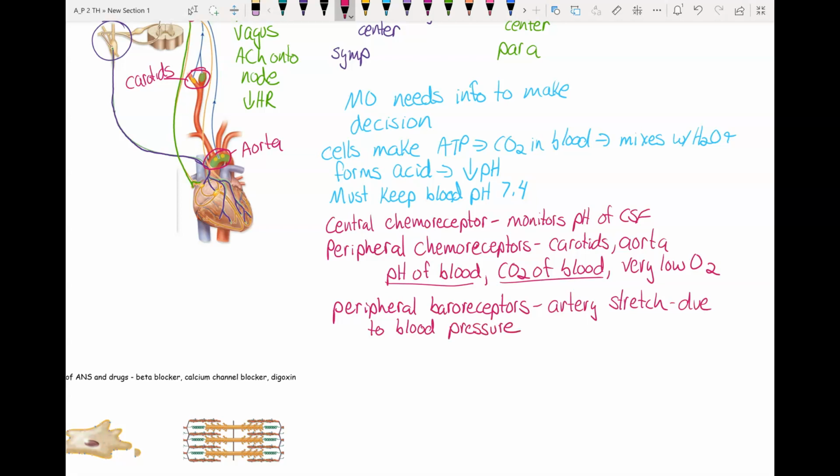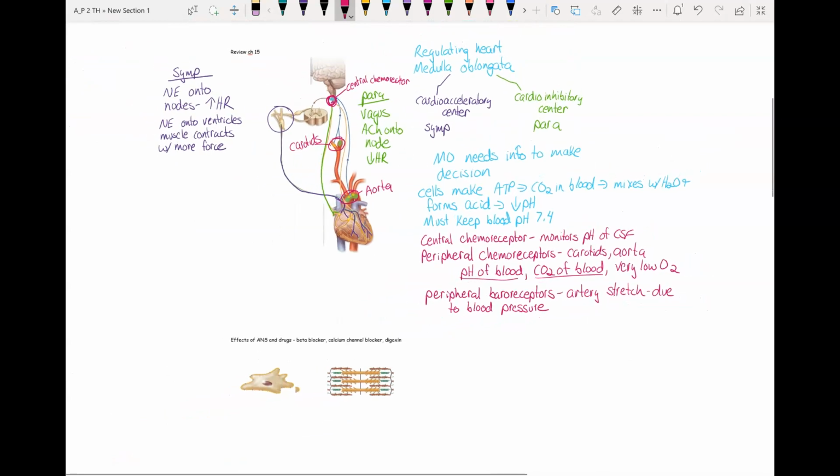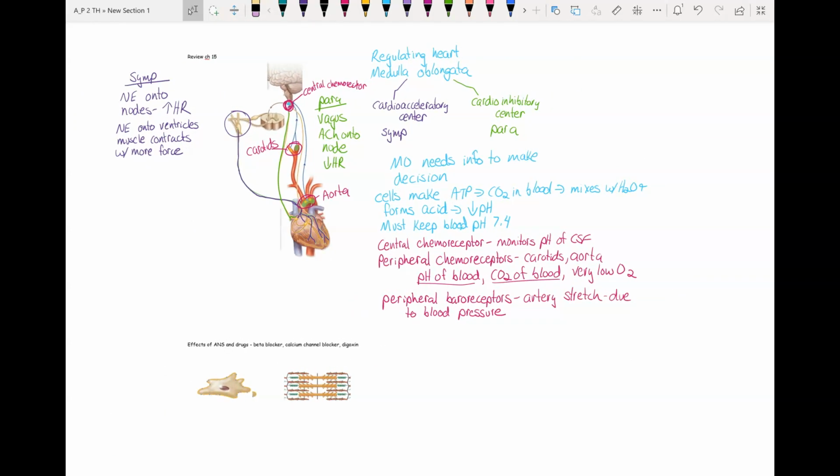So now we can look at all the information the medulla oblongata is receiving. You have central chemoreceptor telling it the pH of cerebral spinal fluid. You have peripheral chemoreceptors telling it the pH of blood and how much carbon dioxide is in the blood. And you have peripheral baroreceptors telling it what your blood pressure is. So now the medulla oblongata has to use this information and decide if it wants to send sympathetic or parasympathetic stimulation to the heart. So let's walk through the logic here of how it makes this decision.